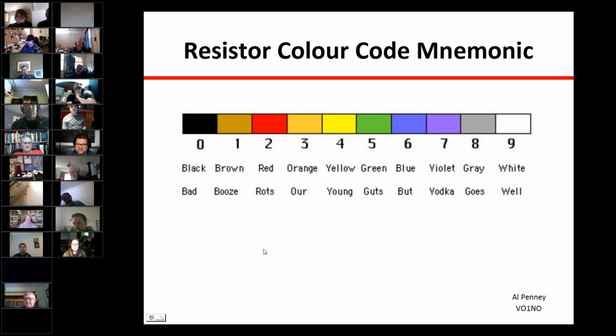And color code on the test. Let's see, we'll get to the questions here at the end of this. There might be one or two.